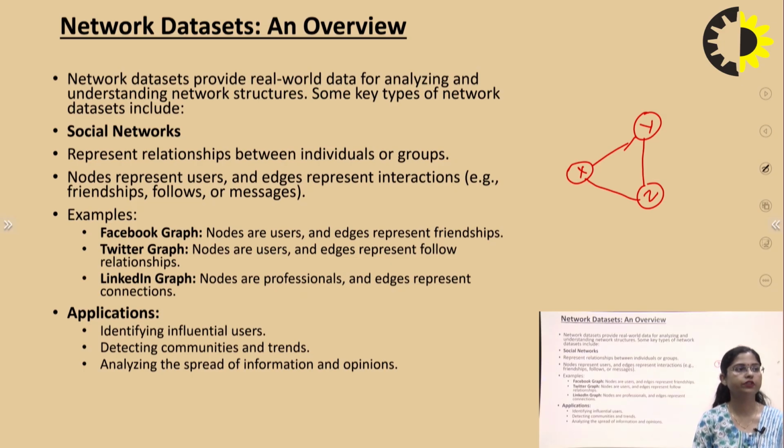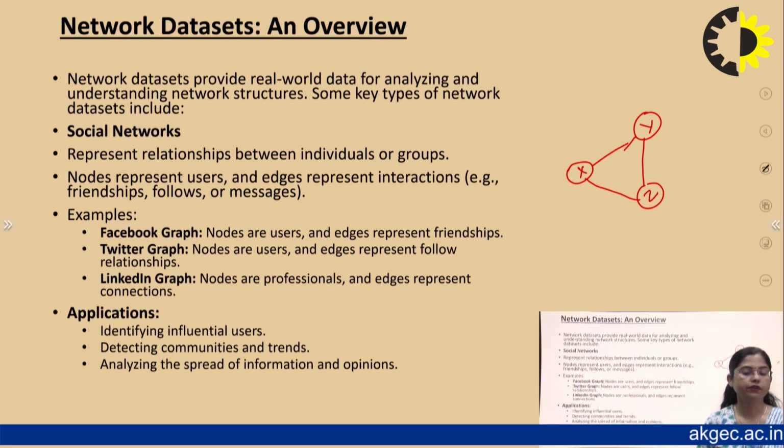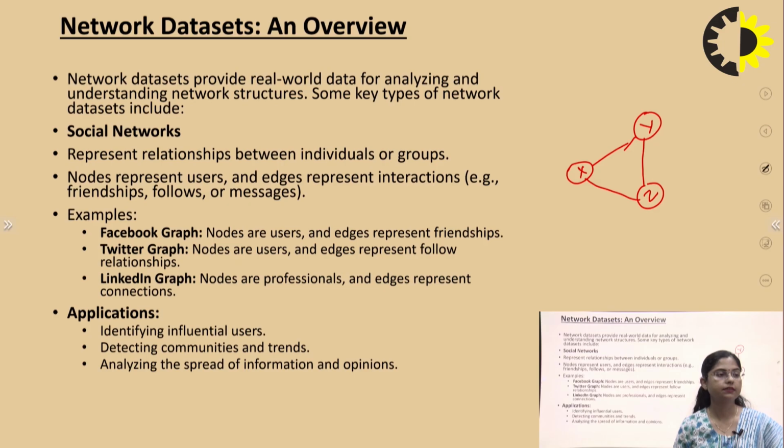Next, for example, in the Facebook graph, nodes are users and edges represent friendship. In the Twitter graph, nodes are users and edges represent followers and relationships. In LinkedIn graphs, nodes are professionals and edges represent connections. So what are the applications? Applications are identifying influential users, detecting communities and trends, and analyzing the spread of information and opinion.